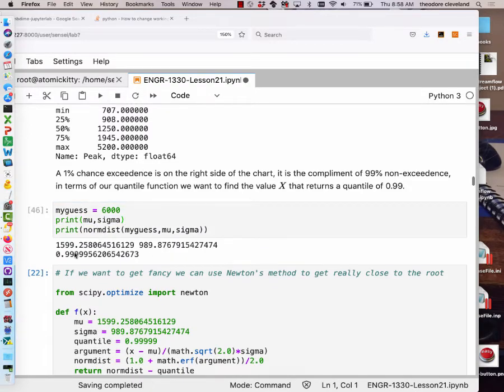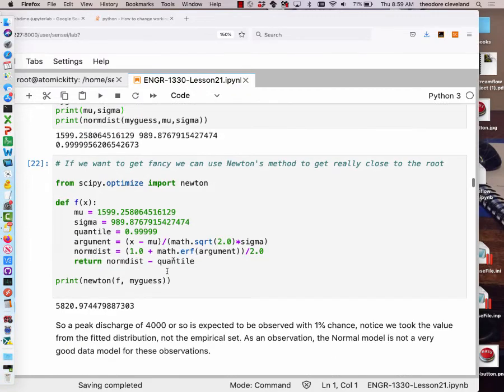Run that, and it says 6,000 represents the 99th percentile in our quantile function, which means the chances of seeing 6,000 or greater looks like less than 1%, very unlikely. The chances of seeing 6,000 or less is almost 1, so pretty darn sure.